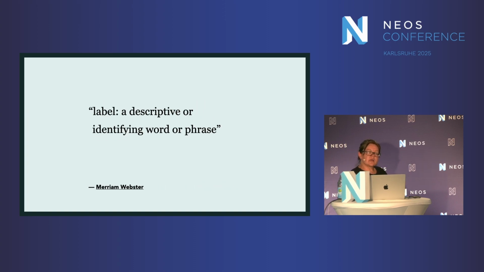And I found a quite good and concise description in the Merriam-Webster dictionary. A label is a descriptive or identifying word or phrase. And especially identifying word, an identifying word is helpful here. So when you label an element, you are identifying it. You open the menu.